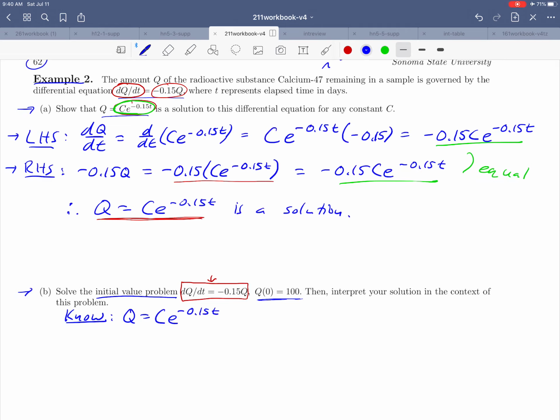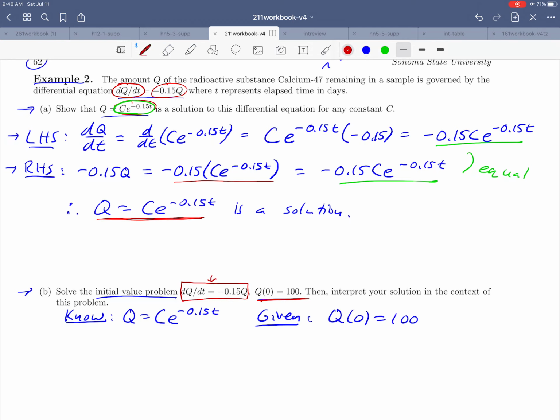Q equals c e to the minus 0.15 t. The one piece of information that's been added is this, that q of 0 is equal to 100. Think of that as just an extra given piece of information. Let's talk about what that means again. What is that statement saying?